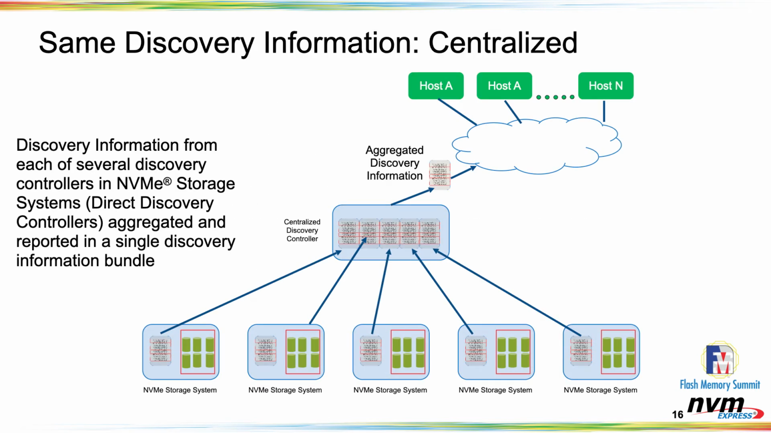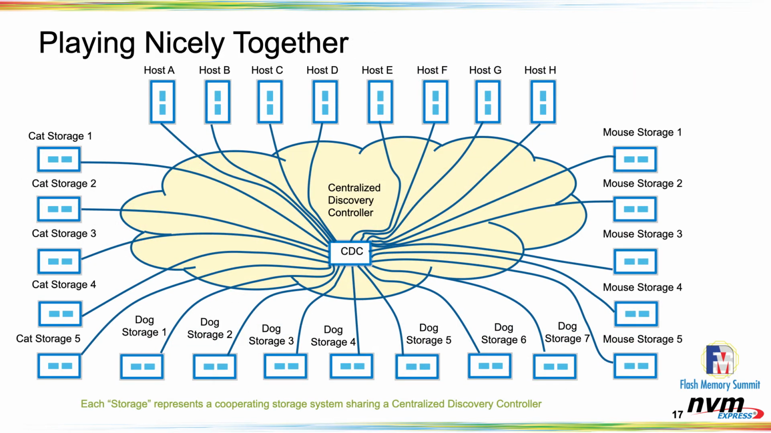So as I've said, it's the exact same information. It's just now centralized. Multiple NVMe storage systems all report their 4, 5, 6, however many different NVMe subsystems up to the centralized discovery controller. Aggregated information goes up to the hosts. Exact same format the hosts were used to before. So now we get the situation where storage systems from different vendors can play nicely together.